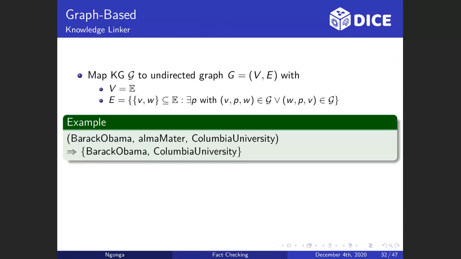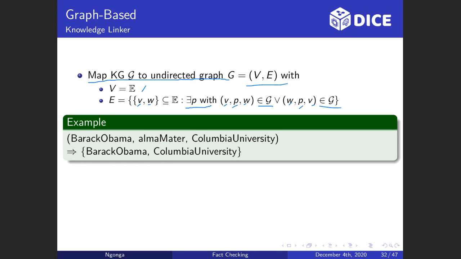So how does that work from a technical perspective? What Knowledge Linker does is map the knowledge graph to an undirected graph with components V and E, of course, V being the vertices and E the edges. The vertices are the entities, so in the picture I showed you before, the Barack Obama and Stephen Harpers and so on. And there is going to be an edge between V and W if there exists a P such that (V, P, W) belongs to the graph or (W, P, V) belongs to the graph.